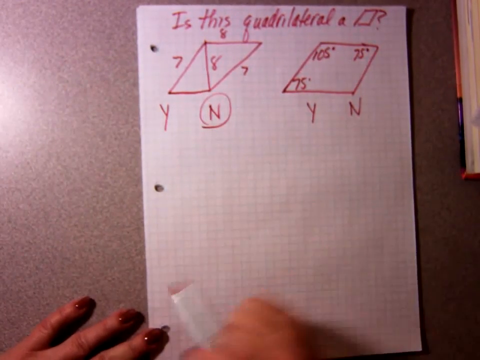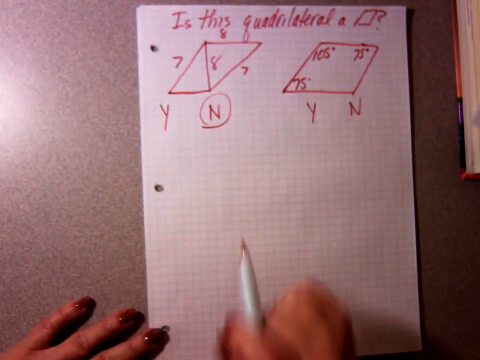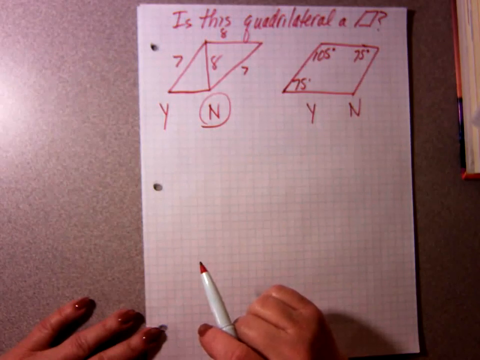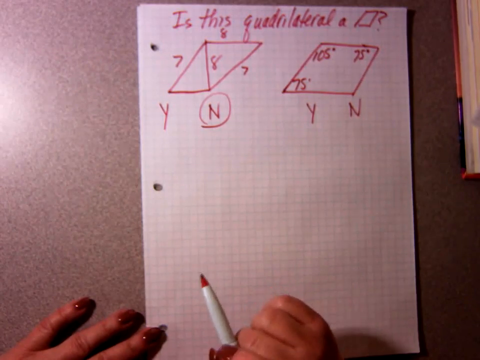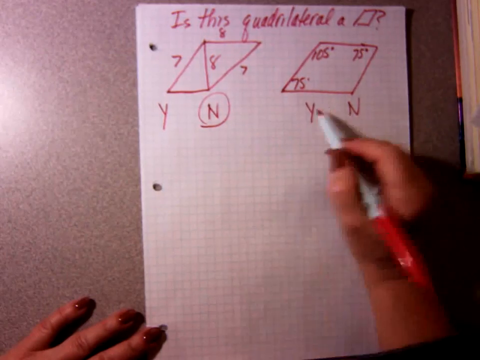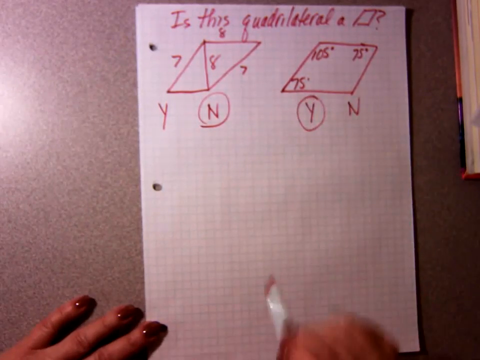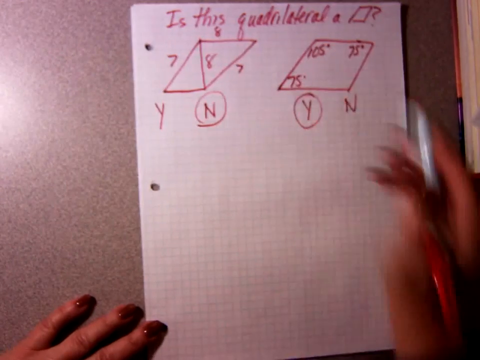Okay, the one on the right. Is there enough information for us to determine if it's a quadrilateral? I mean, if it's a polygon, sorry. And the answer is yes. There is enough information. We have to do some calculations to figure it out.